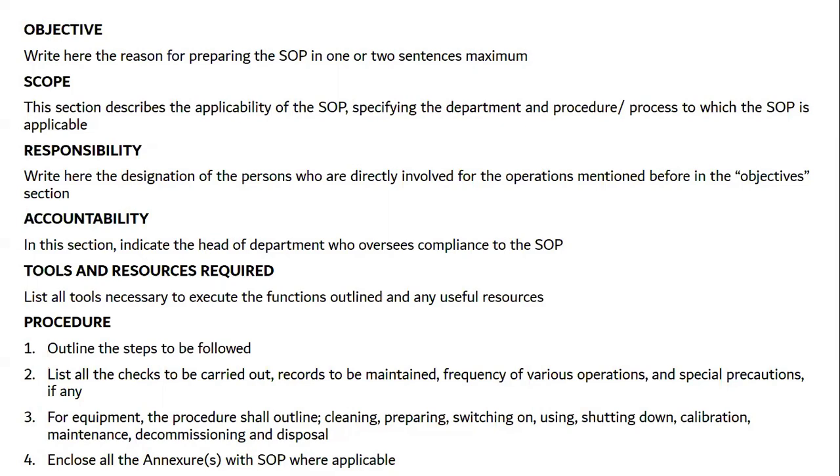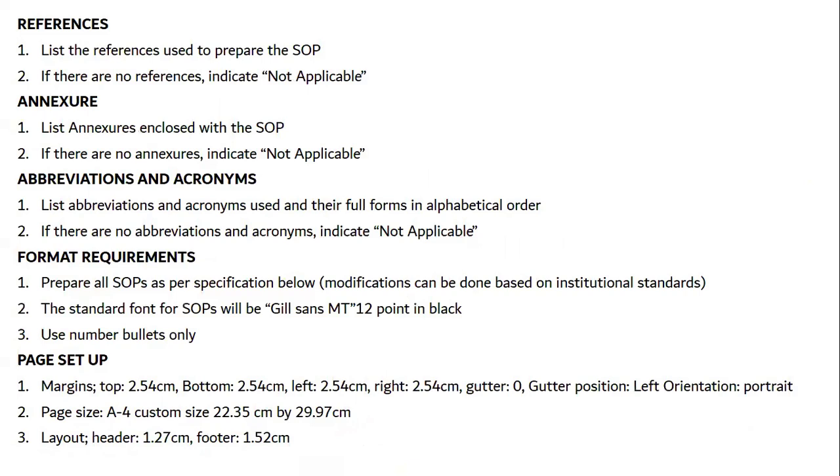So for the procedure of how to actually prepare the SOP, you outline the steps to be followed. Then you list all the checks to be carried out. For equipment, the procedures shall outline how you clean, prepare, switch on, switch off, shut down, calibrate, and such like. And in case of any annexures, you have to enclose them at the end. For references, obviously, you'll have to cite what was used to prepare the document. If there are no references, feel free to indicate not applicable.